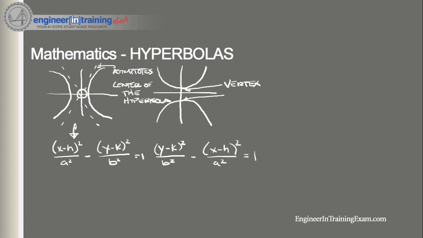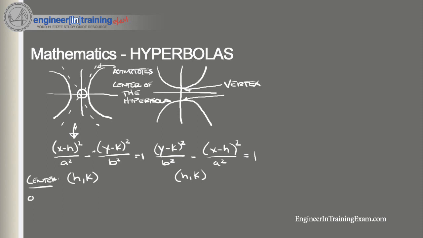Now there's a couple things that we can quickly define if we're given an equation in either of these forms. Number one, we can define where the center of the hyperbola is. And in both of these cases, the center is going to be located at (h, k). So if we're given an equation and we have numbers where h and k are, we can just quickly define the center of that hyperbola where those asymptotes cross.